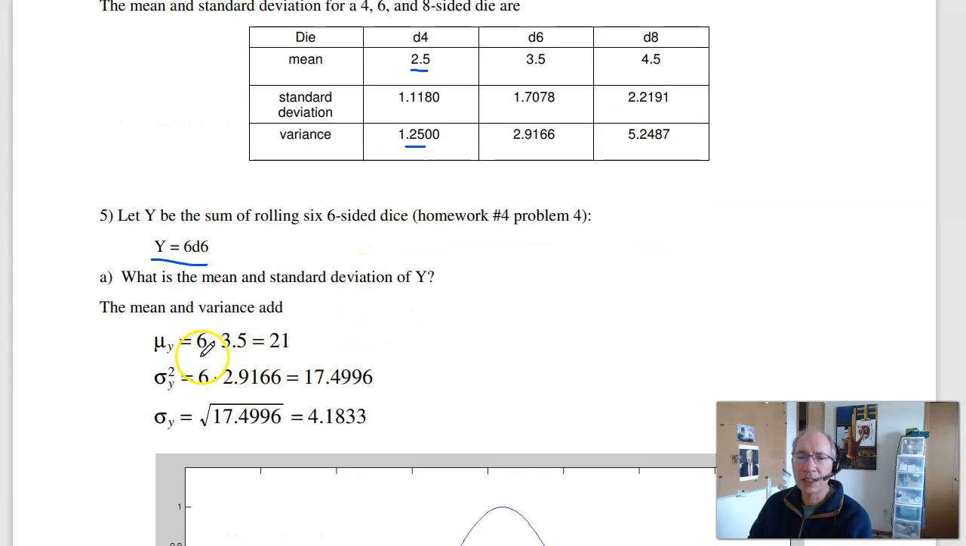For 6 dice, the mean scales by the number, by 6. The variance scales by 6. Take the square root to get the standard deviation. And that's kind of an oddity. The standard deviation is what we use, but it's not what's linear. It's the variance that scales.